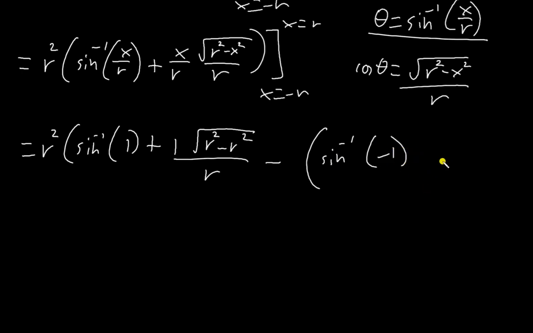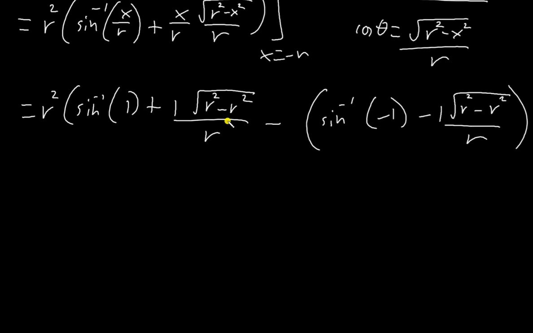And then I will be subtracting, because it's negative, x over r is going to be negative 1, right? Because if I plug in negative r, I'll get negative r over r, which is negative 1, like that. And then square root of r squared minus, if I plug in negative r into here, I'll still get a positive r squared, because when you square it, negative doesn't matter, right? So over r, and believe it or not, this is actually going to be equal to pi r squared. So we'll see how that happens, right?